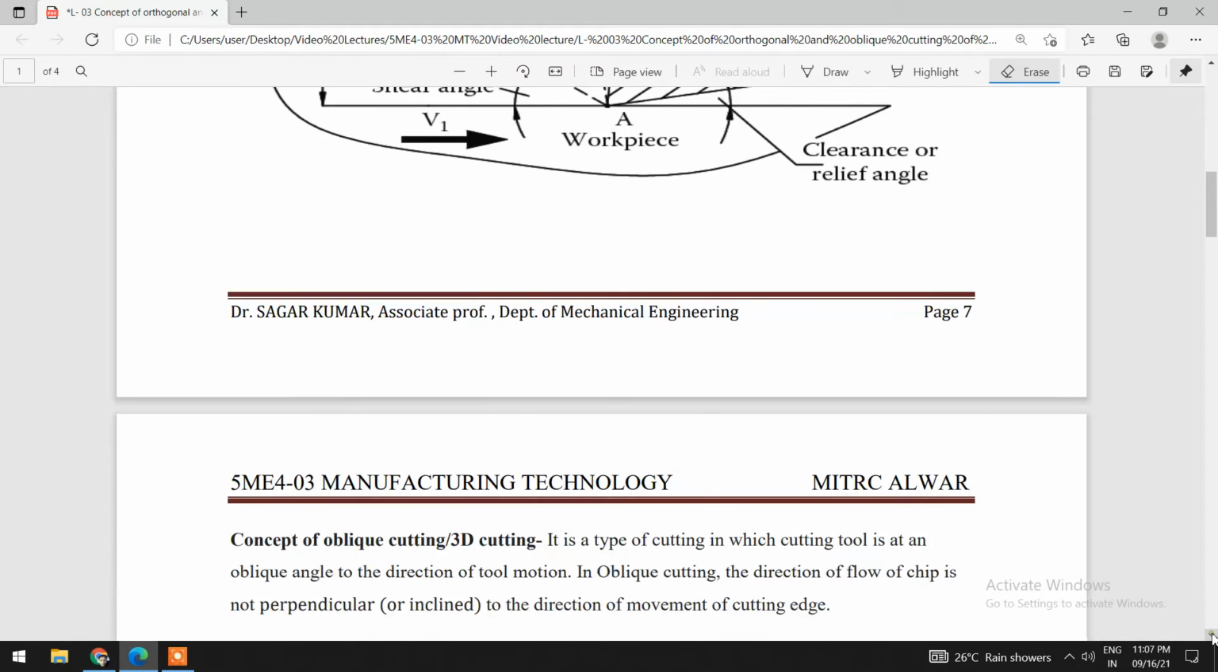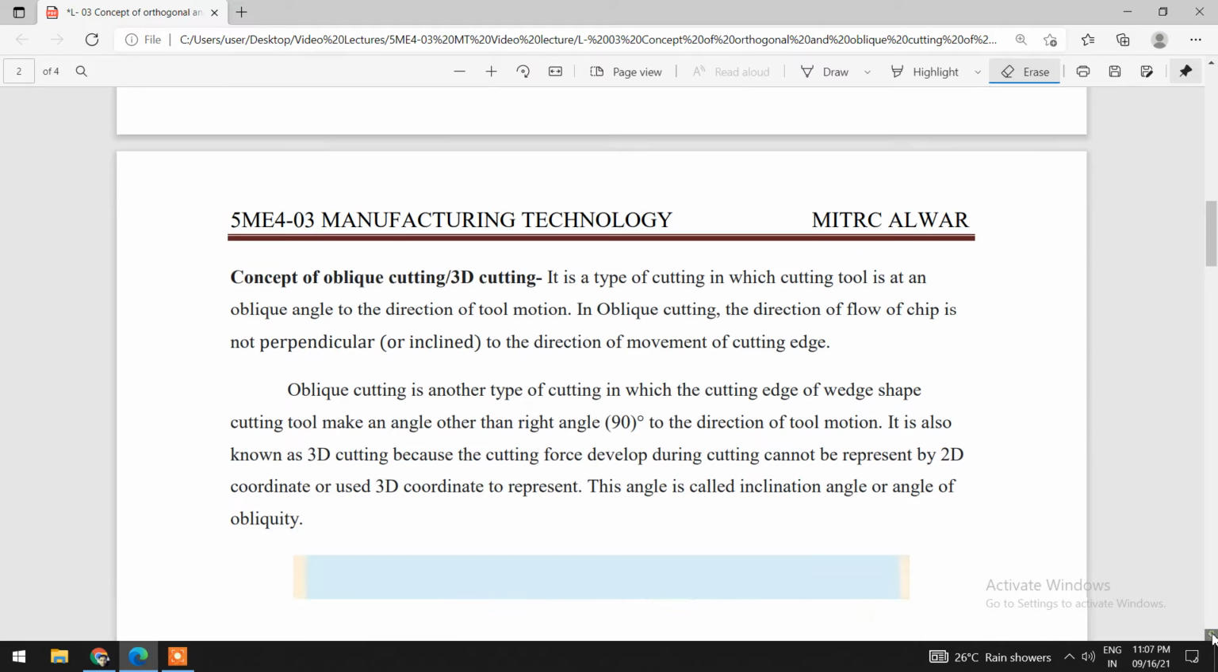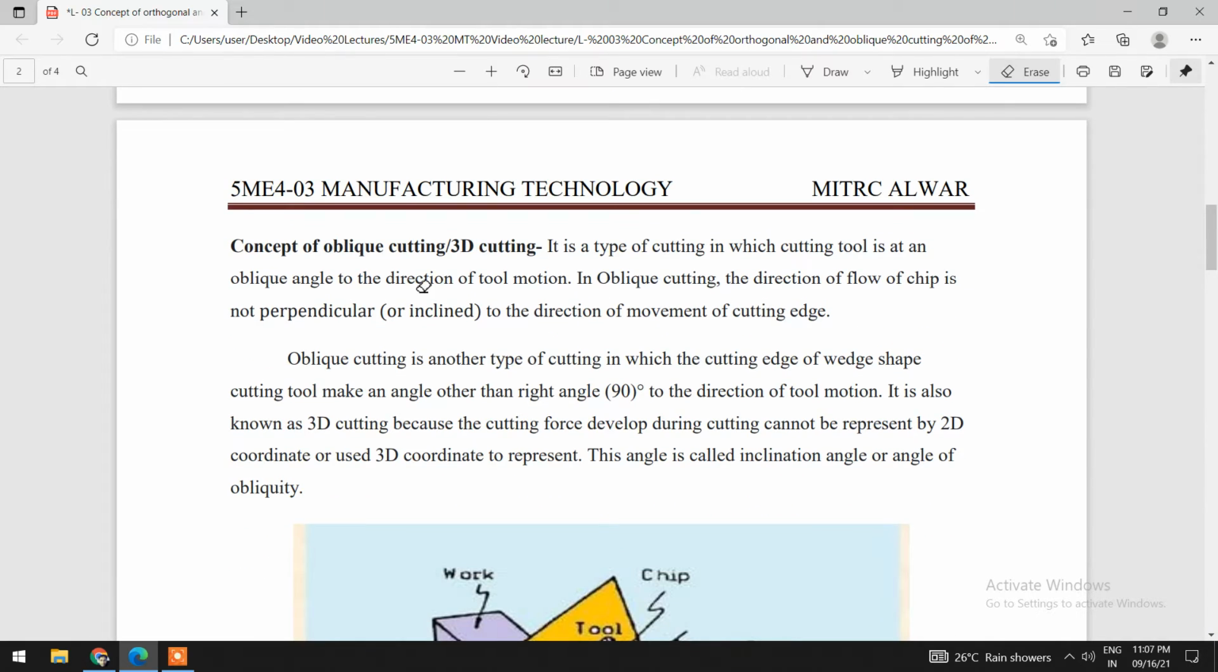Further, we can see the concept of oblique cutting, which is also 3D cutting. It is a type of cutting in which the cutting tool is at an oblique angle, meaning it should not be 90 degrees to the direction of tool motion.